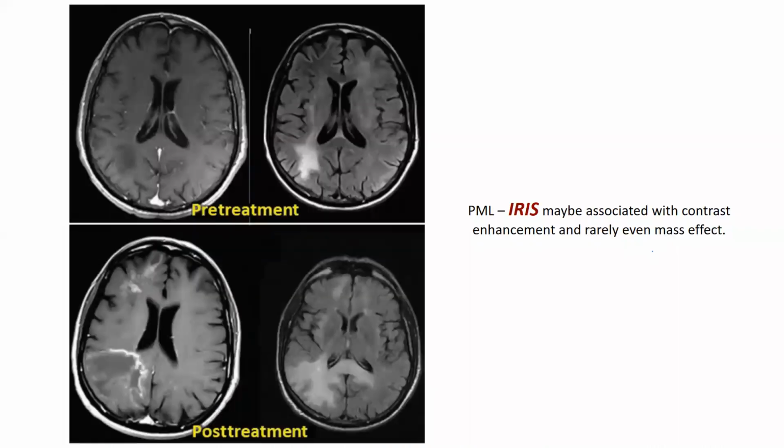So this is a patient who has developed a contrast enhancement after initiation of antiretroviral therapy. This is the patient with PML IRIS.